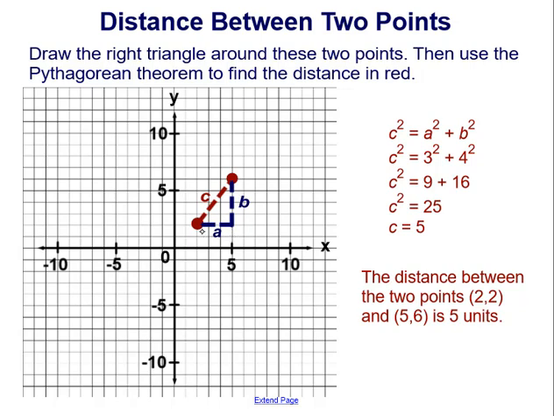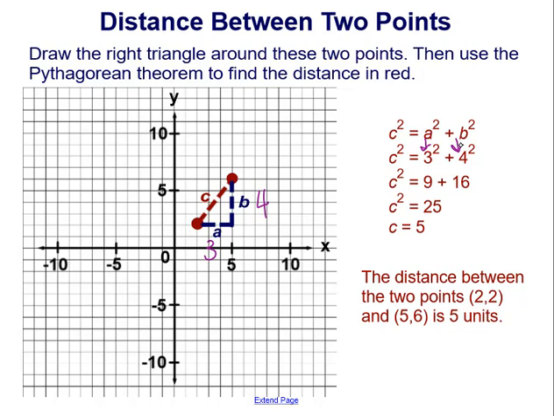So we can count now the horizontal and vertical distance of A and B, the legs of our triangle. So we have that A here is 3 units and B here is 4 units. So we can use that in the Pythagorean theorem to solve for that hypotenuse, that value of C, because that's the distance now between the 2 points. So we would have C squared equals A squared plus B squared. We now know A is 3 and B is 4. So C squared equals 3 squared plus 4 squared.